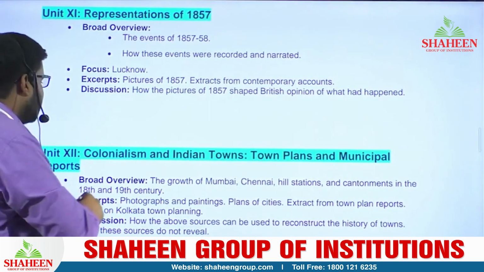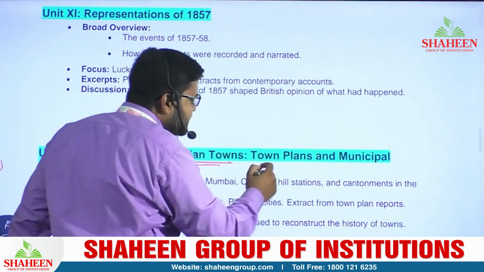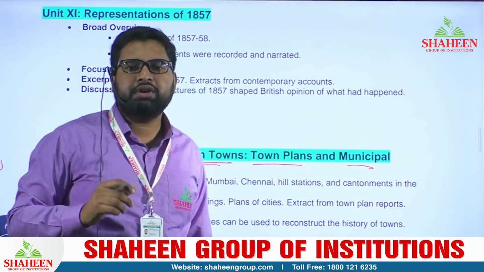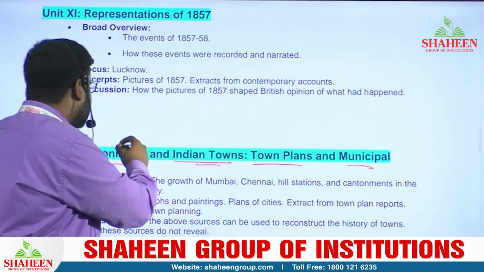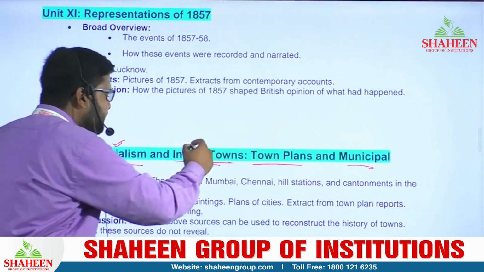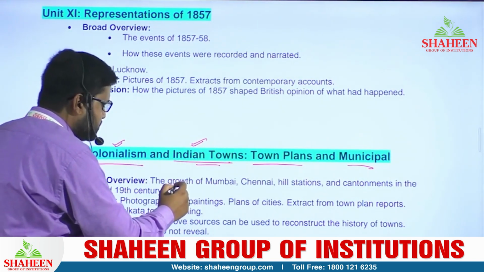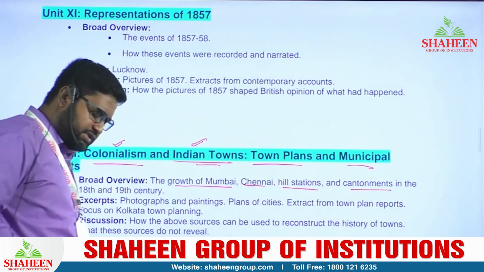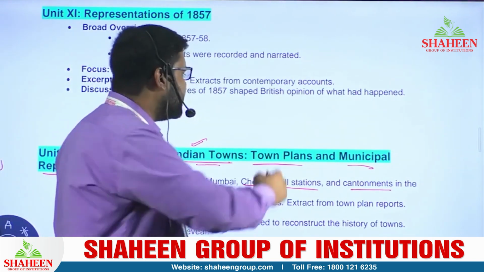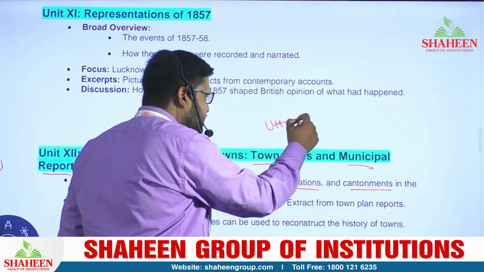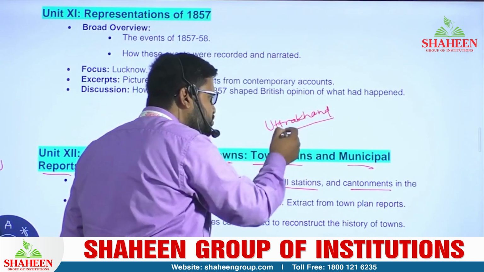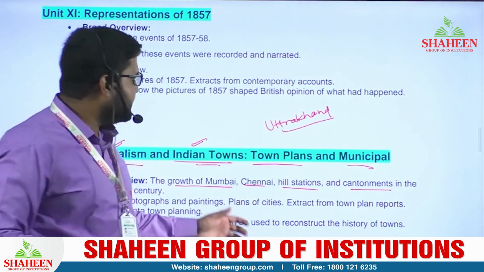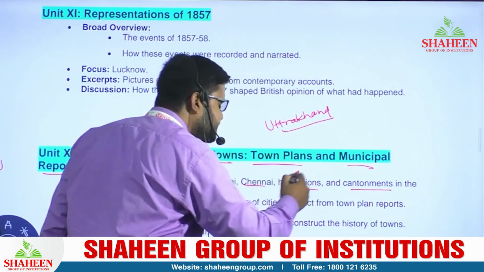Unit number 12, Colonialism and Indian Towns, Town Plans and Municipal Reports. In this unit, we will be discussing colonialism and its role in developing Indian towns. We will see the growth of Mumbai, Chennai, hill stations and cantonments. You will see that there are a lot of hill stations in the Uttarakhand region, like Mussoorie and Nainital. These are places which were developed by the British. These hill stations were resorts for the British officials.